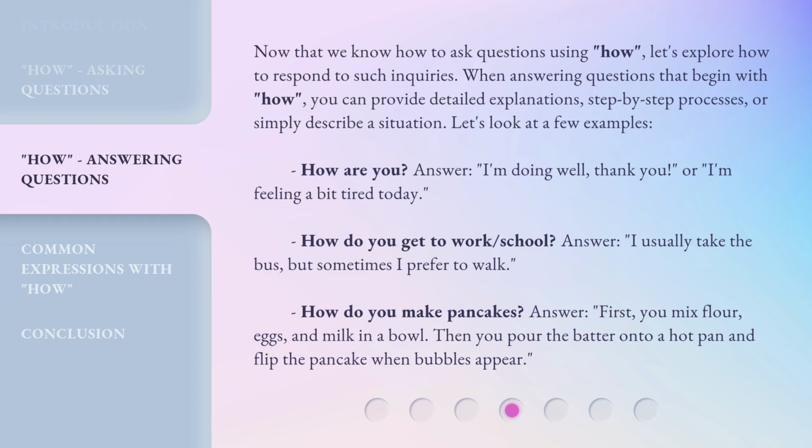How are you? Answer: I'm doing well, thank you. Or, I'm feeling a bit tired today. How do you get to work, school? Answer: I usually take the bus, but sometimes I prefer to walk. How do you make pancakes? Answer: First, you mix flour, eggs, and milk in a bowl. Then you pour the batter onto a hot pan and flip the pancake when bubbles appear.